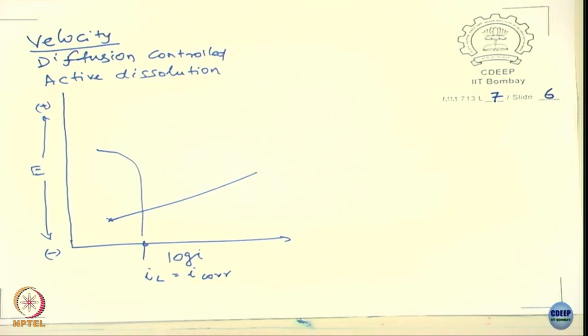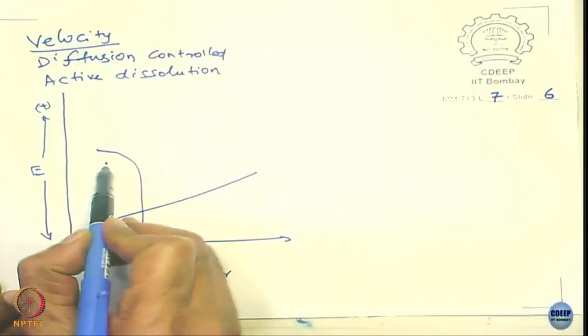So, if I increase the velocity, what is expected here? What will change? What will change? Which one? Will the anodic curve move? Yeah? The cathodic curve will move. Why should it move? Because IL is inversely proportional to the diffusion layer thickness. The diffusion layer thickness decreases when you increase the velocity of the fluid, am I right? So, we increase the velocity, okay.